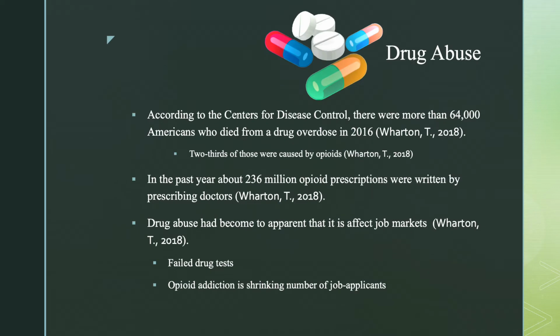Drug abuse. According to the Centers for Disease Control, more than 64,000 Americans died from a drug overdose in 2016. Over two-thirds of those deaths were caused by opioids. In the past year, about 236 million opioid prescriptions were written by prescribing doctors. Drug abuse has become so apparent that it is affecting jobs. People have failed drug tests, and opioid addiction is shrinking the number of job applicants. There are fewer people applying for jobs because they are unable to go to work, being addicted to opioids.